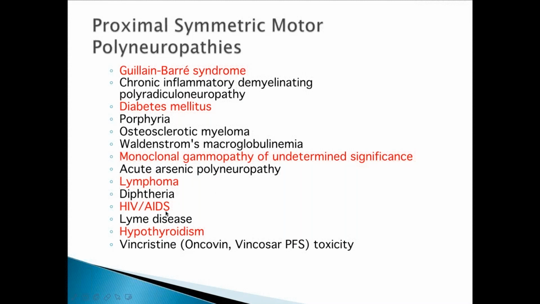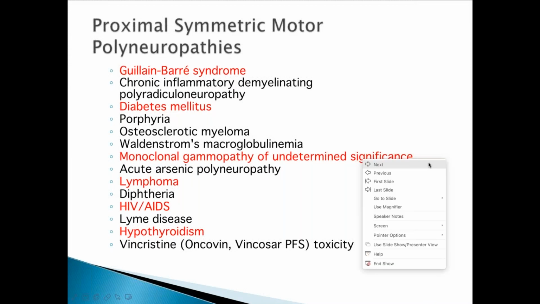Then HIV/AIDS, obviously, I told you we are the apex center of all of Delhi, and then hypothyroidism. So just remember the red ones: 1, 2, 3, 4, 5, and 6. These should always be there in your mind whenever you are seeing proximal symmetric motor polyneuropathies. Now come down to the history.